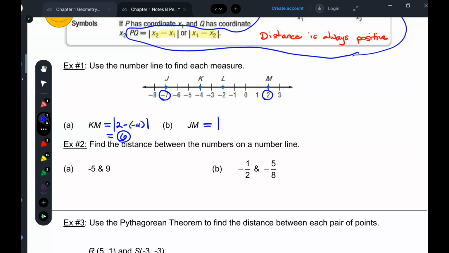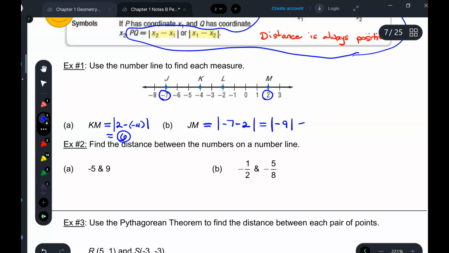J is at -7 and M is at 2. So you want to start with -7 minus 2. It's not minus a -2, because the 2 is positive. We're going to subtract 2. That's going to give us the absolute value of -9, which gives us +9.